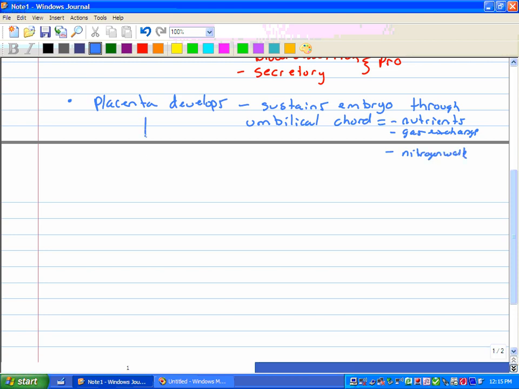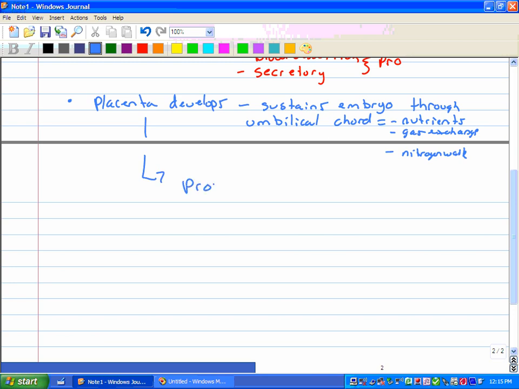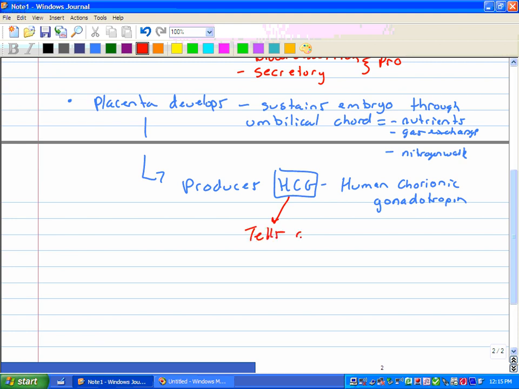Another thing that the placenta does is it produces a hormone, and it's called HCG, or human chorionic gonadotropin. So another big one. For this one, really, just remember HCG. You don't have to remember the full-out version. The reason why this is significant, though, what the HCG does is it goes back and it tells the corpus luteum to keep secreting.